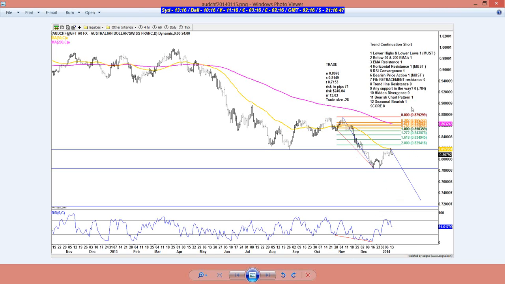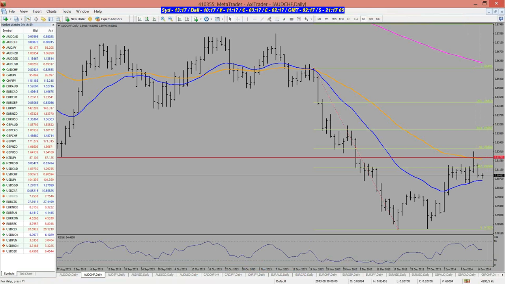Bearish chart pattern. Don't know what that is, you've given it a point. Not sure what for. And seasonal bearish. Yeah, well, I'd have to check the equity clock for that. And your Euro Yen.